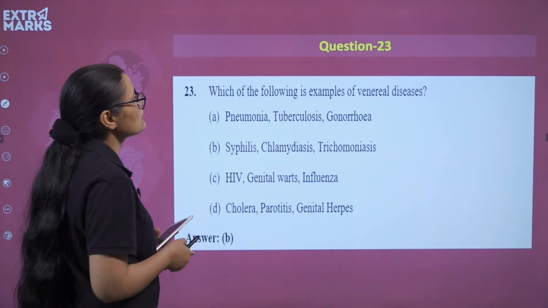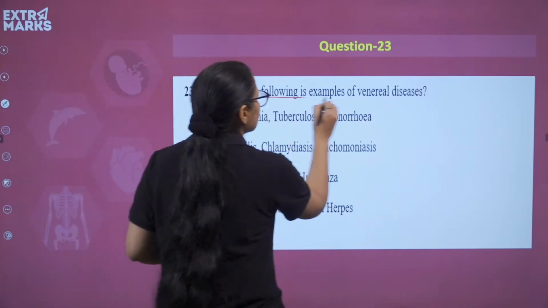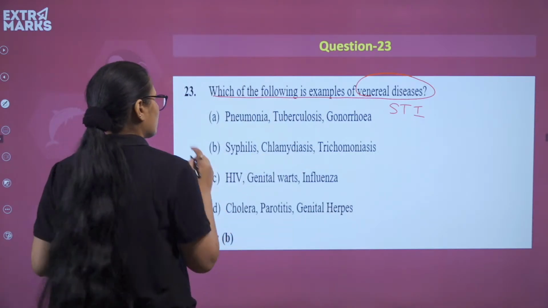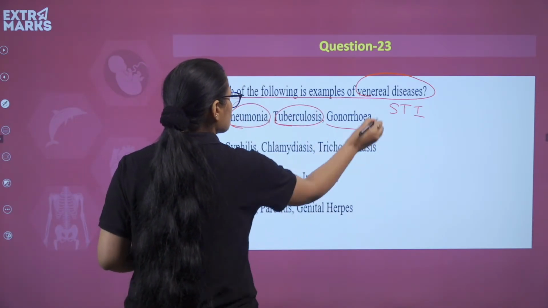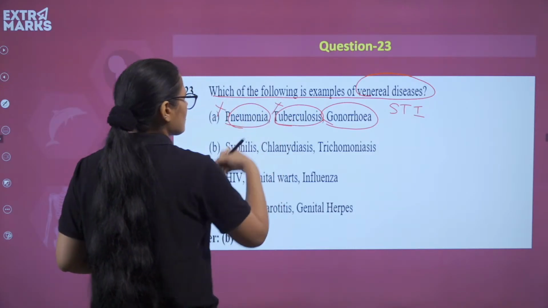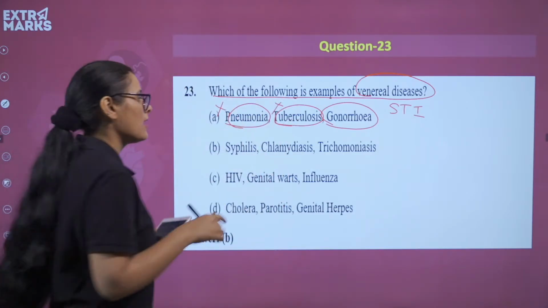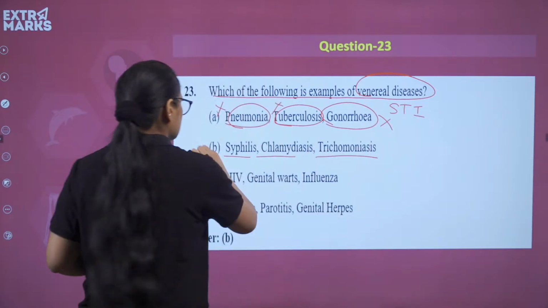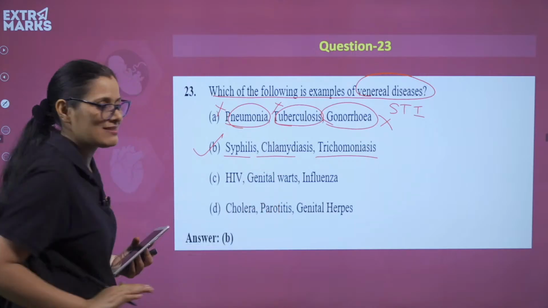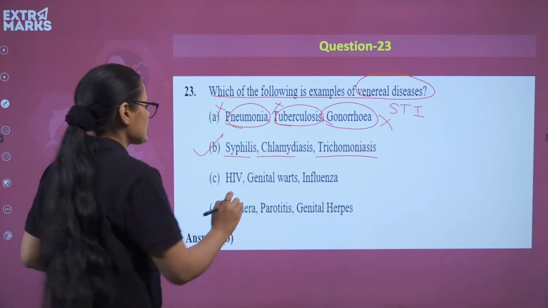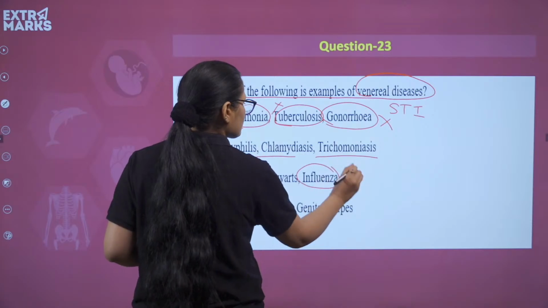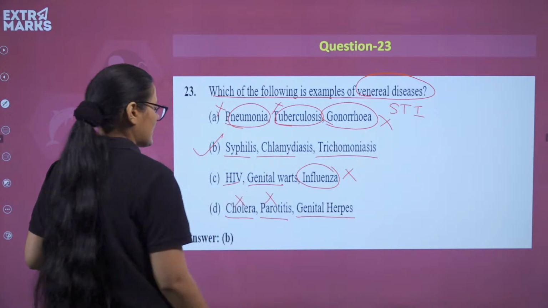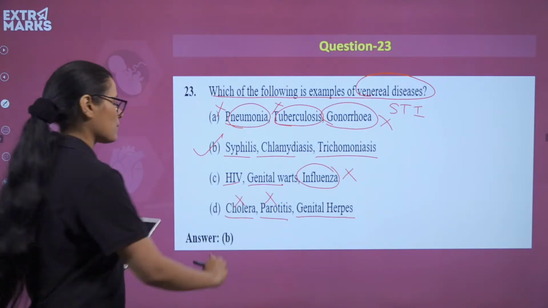The next question is question number 23 that says which of the following is examples of venereal diseases or STI? Let's see the first option that says pneumonia, tuberculosis, gonorrhea. So pneumonia and tuberculosis is not an STI. Gonorrhea is, but these are not, so this is incorrect. Syphilis, chlamydia, trichomoniasis is the correct answer. All are venereal diseases or sexually transmitted infections. HIV, genital wart, influenza is not an STI. Cholera, parotitis, genital herpes, they are not STI. So the correct answer is option number B.